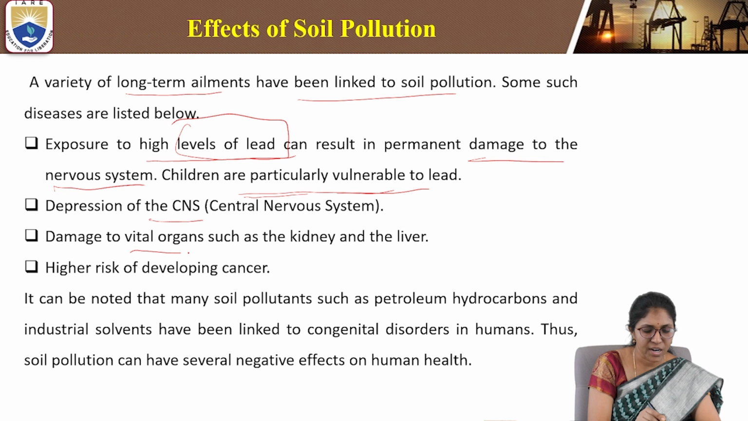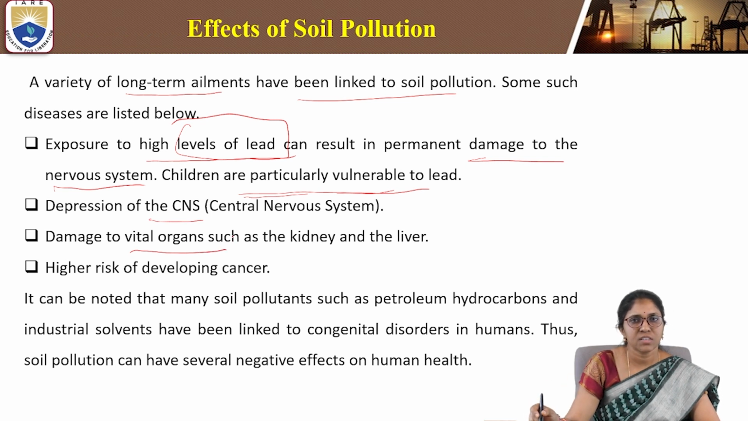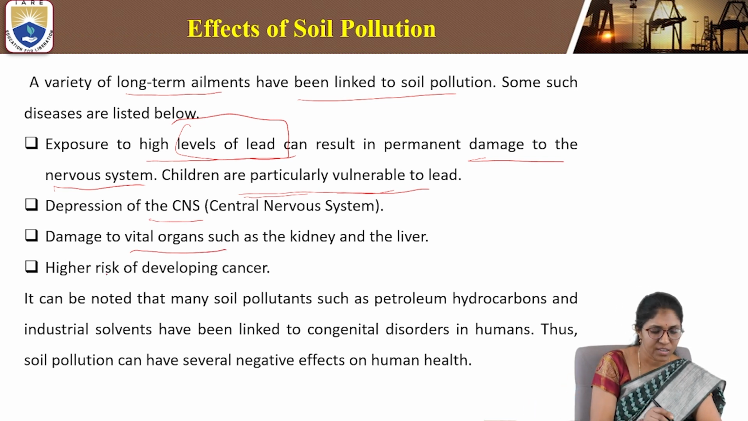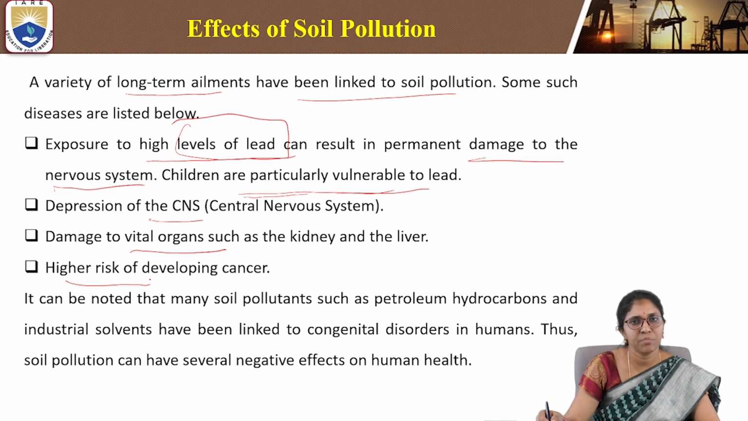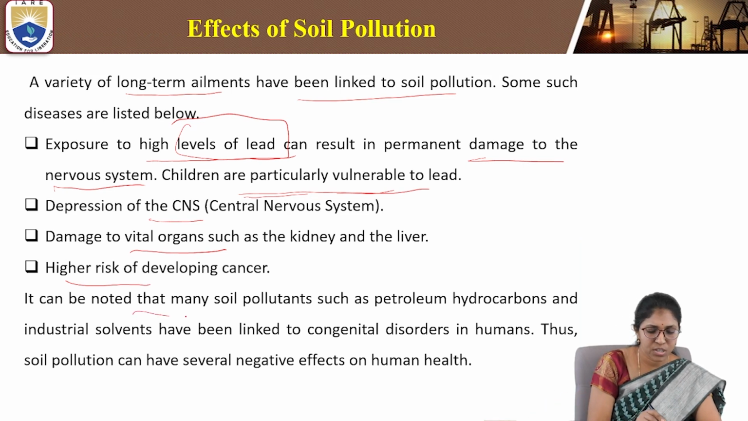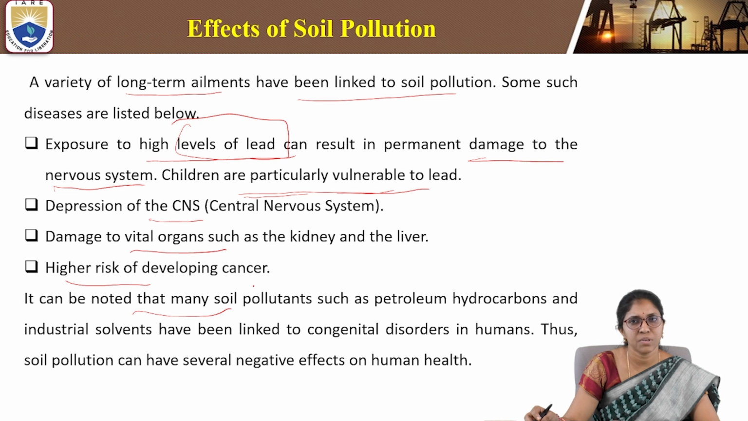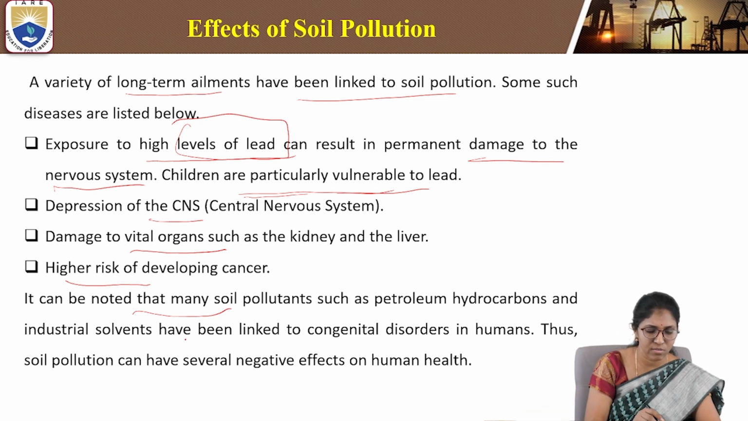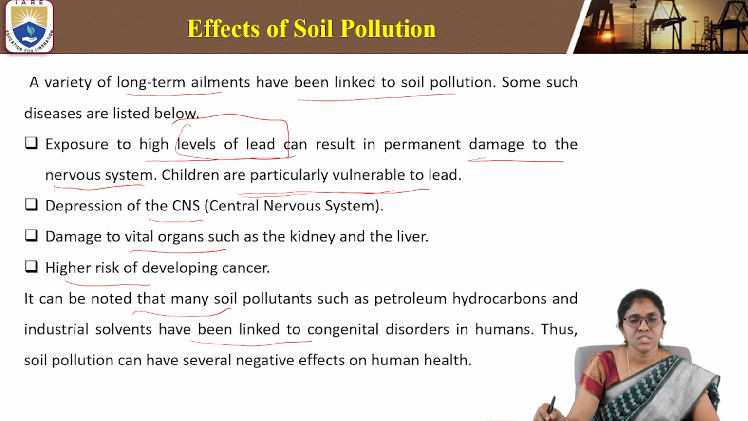It can also cause damage to vital organs such as the kidney and the liver, and there is a higher risk of developing cancer. It can be noted that many soil pollutants such as petroleum, hydrocarbons and industrial solvents have been linked to congenital disorders in humans. Thus soil pollution can have several negative effects on human health, both short-term and long-term effects on humans and living things.